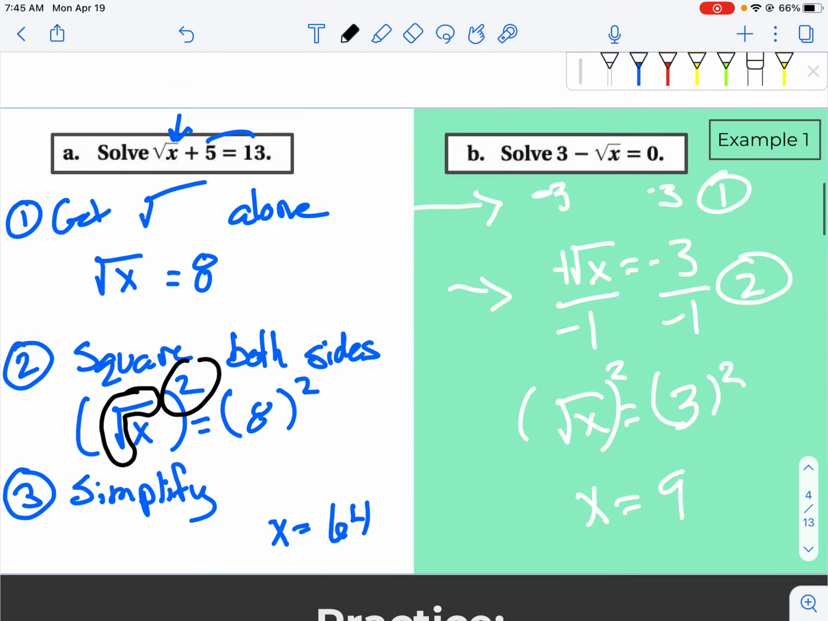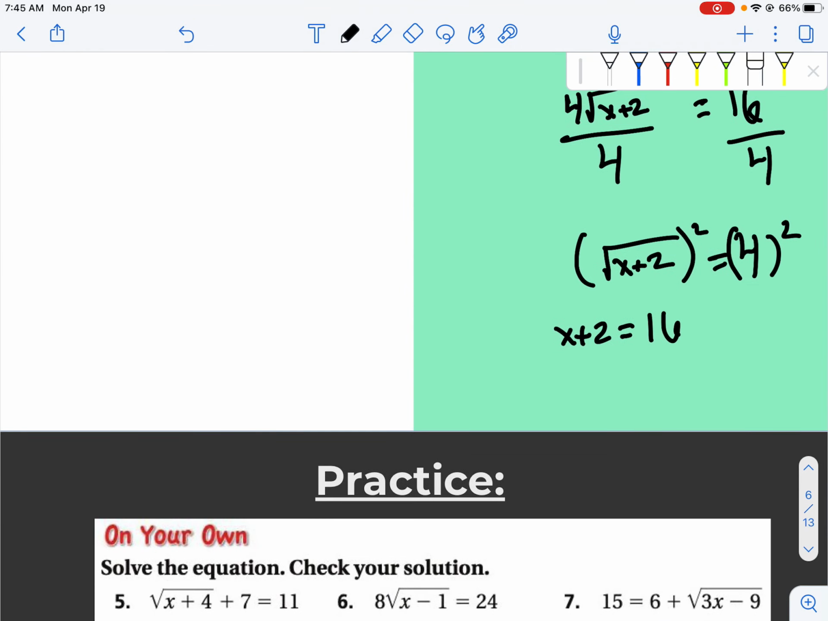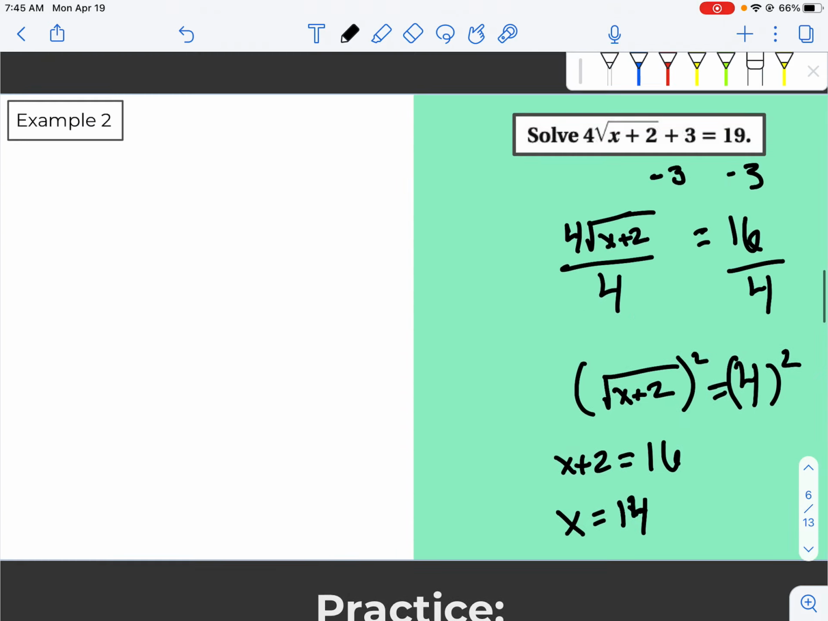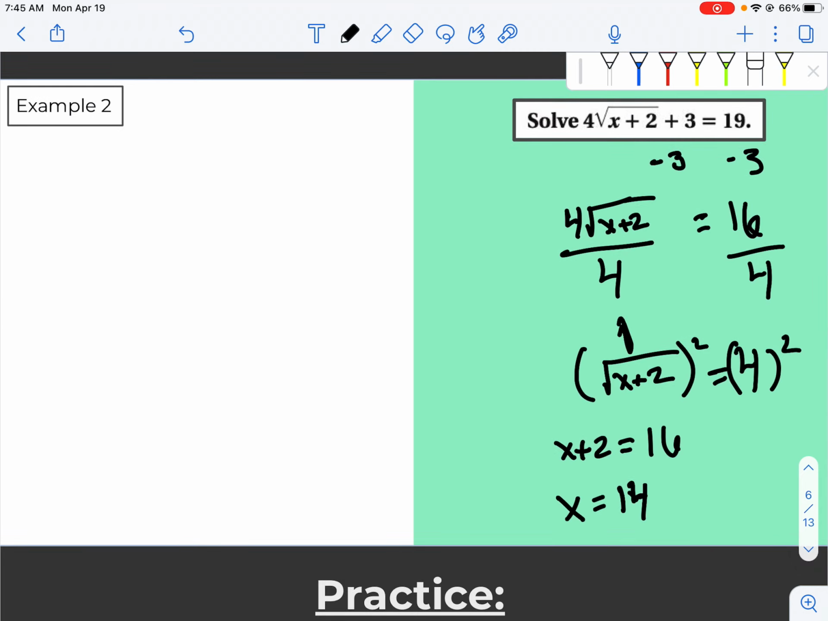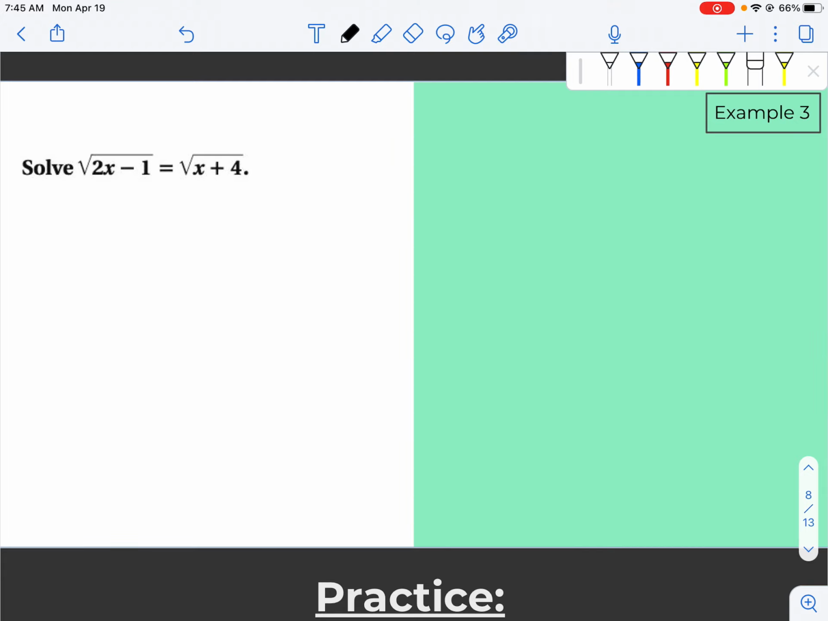Even though there's something in the square root, we still can square both sides. In this case, our first step of get the square root alone took 2 or 3 steps. Squaring both sides will typically take 1 step. But now we're simplifying. We have x plus 2 equals 16. To get x totally by itself and solve for x, we need to subtract 2 from each side, and we would get x equals 14. So our simplifying took 2 steps. But if we have a square root with x plus whatever inside, no big deal. We still can square both sides and get rid of that square root.